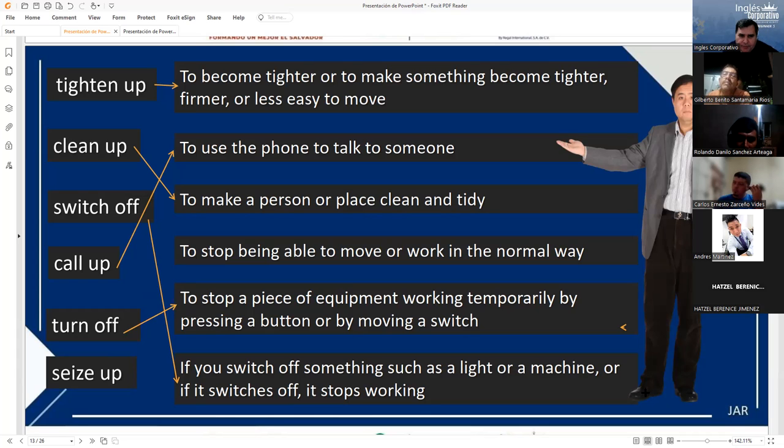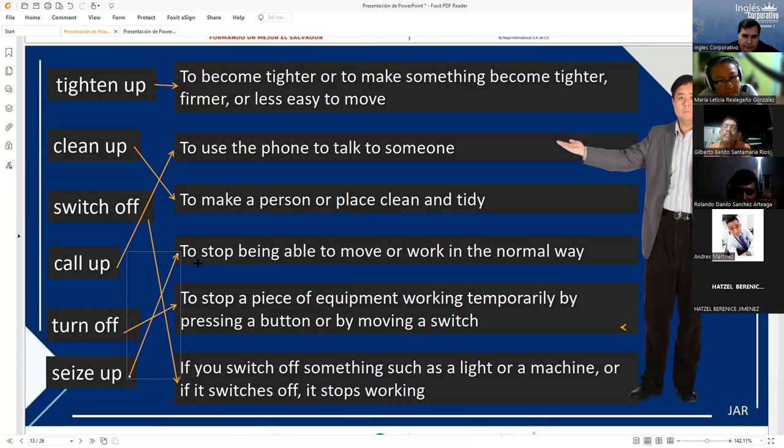And seize up is to stop being able to move at work. Okay, yeah. Let's see. Seize up is like, when your muscles don't operate perfectly and you cannot walk, so you seize up. Or when the pieces of a machine get stuck and they don't continue moving. So they seize up. Okay, excellent.